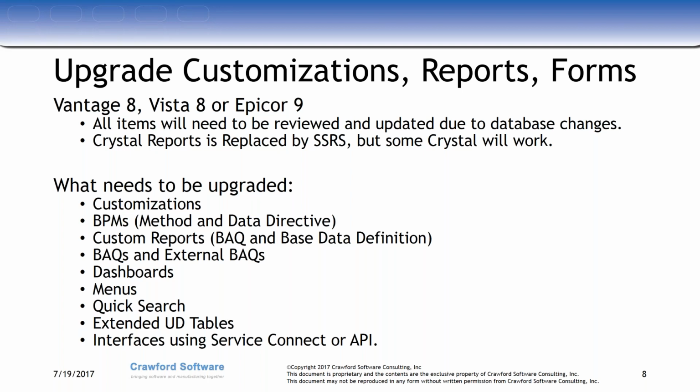Just so we're all on the same page as far as what needs to be upgraded: every customization, as we mentioned, because of the database changes. BPMs, method and data directives will need to be updated, as will custom reports, BAQ, base data definitions, BAQs and external BAQs. Dashboards will all have to be gone through. Any menu changes you've created may need to be updated for any new DLLs. Then the quick searches, extended UD tables, and you're also going to look at any of the interfaces you have using Service Connect or API connectors.